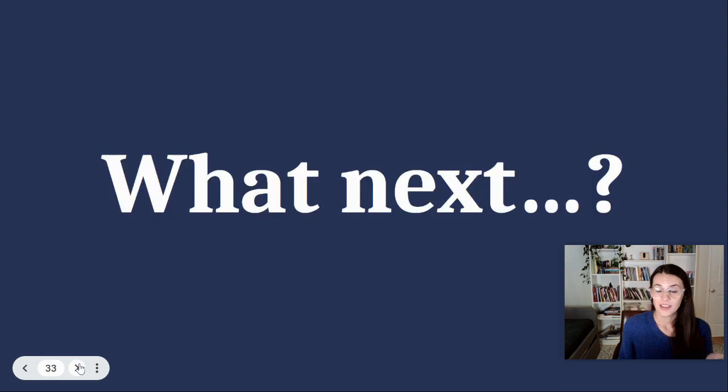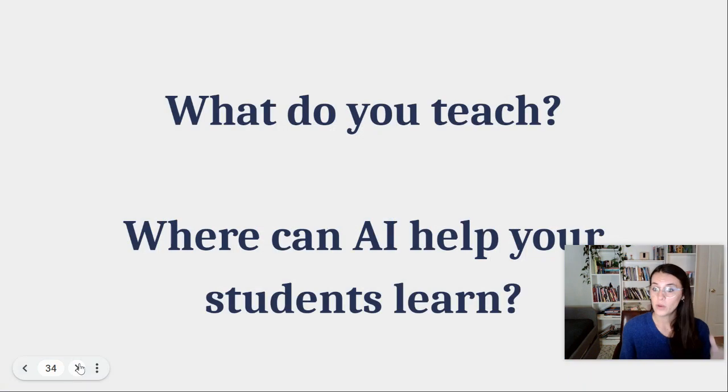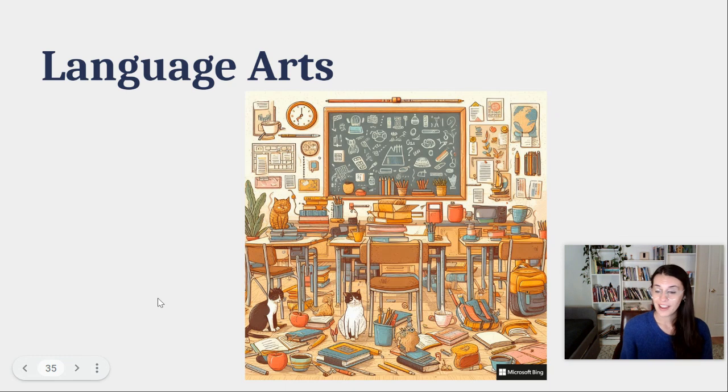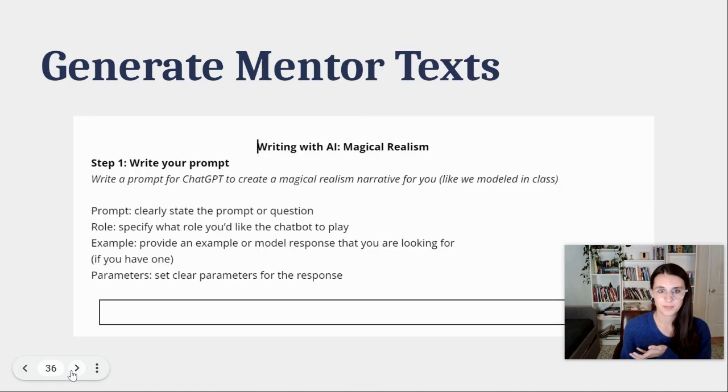So what next? Your students understand what AI is. They know how to use it responsibly. Now you start looking at, okay, what do you teach and where can AI help your students learn? Again, I teach language arts, so I have a little bit of bias towards language arts, but language arts is a skill that is cross-curricular, right? In pretty much all subjects, we read to learn and we write to understand. So this is one where you could probably take some of the skills and apply it cross-curricular.